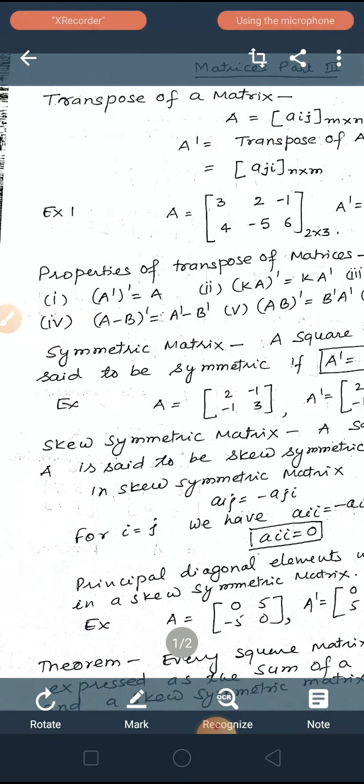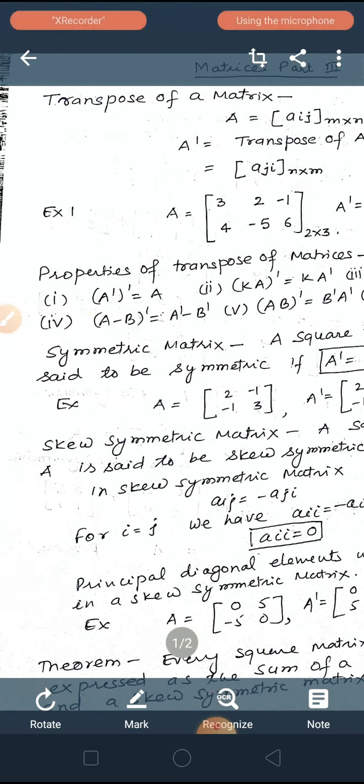Now take an example. A is equal to [0, minus 5; 5, 0]. If you take the transpose of this matrix, it will become [0, 5; minus 5, 0]. Now taking negative as common, you get minus [0, minus 5; 5, 0]. So it is minus A. So here A is a skew symmetric matrix.